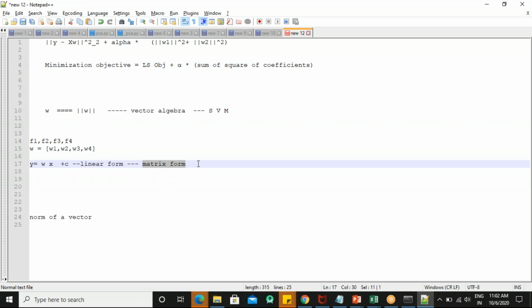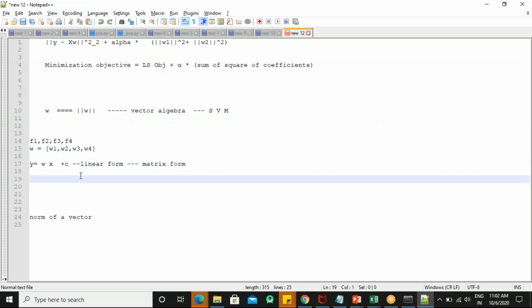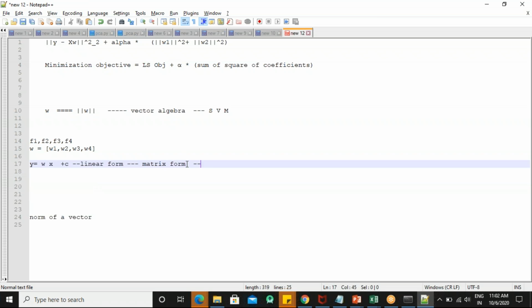You can go today and study the matrix form for linear regression, and you will see something like X transpose and all those things. I'm not going into that right now. But for that you should know matrix algebra. Okay, so you have to read matrix algebra for that.